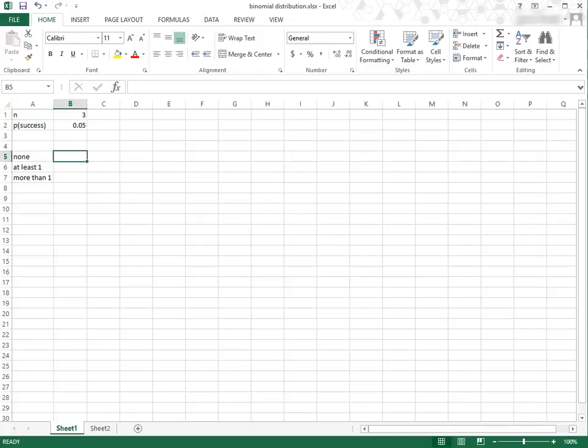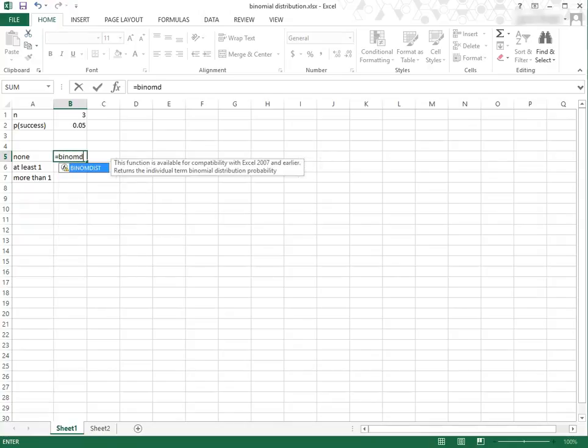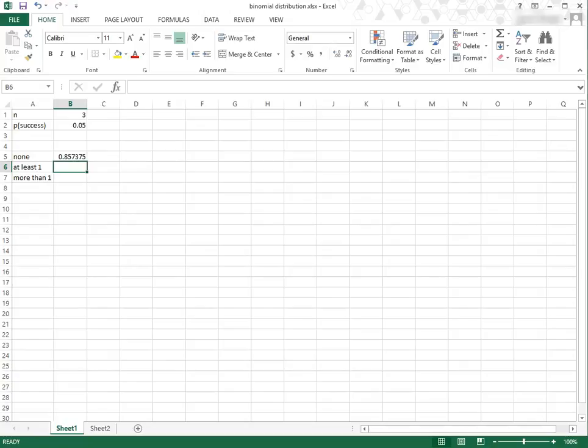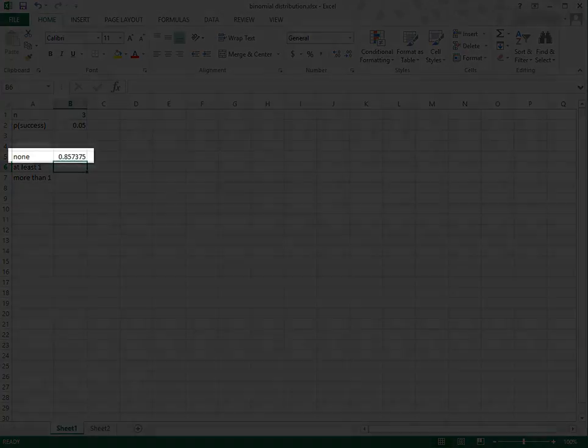To get the probability that none of the products will be returned, we use our binom dist function in Excel, and we want to know the probability that 0 and only 0 are returned. So 0 is our number. We know that our trials is 3 and the probability is 5%. And we're going to say false for the last argument because we only want the probability of that single event, none, happening. We don't want any cumulative effects. So the probability of none of the products being returned is 85.7%.